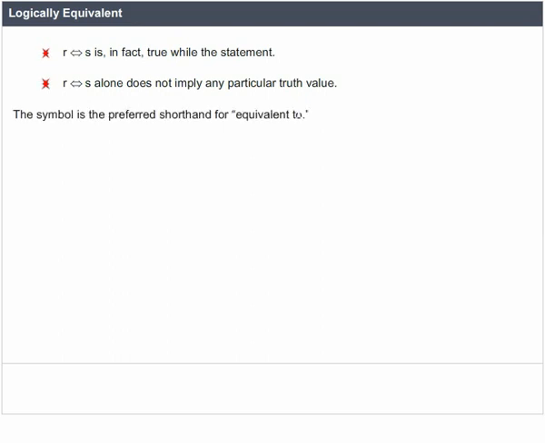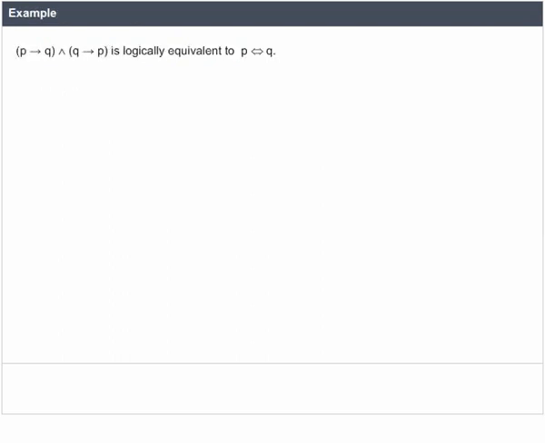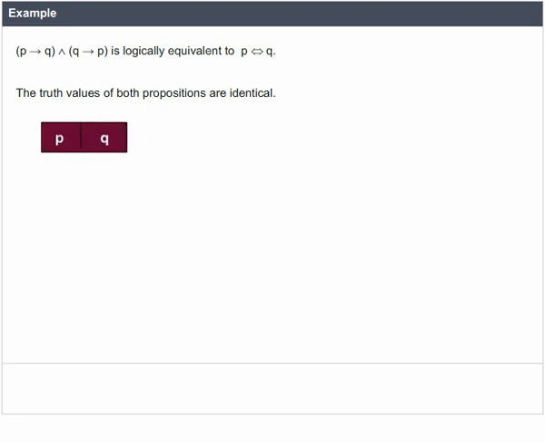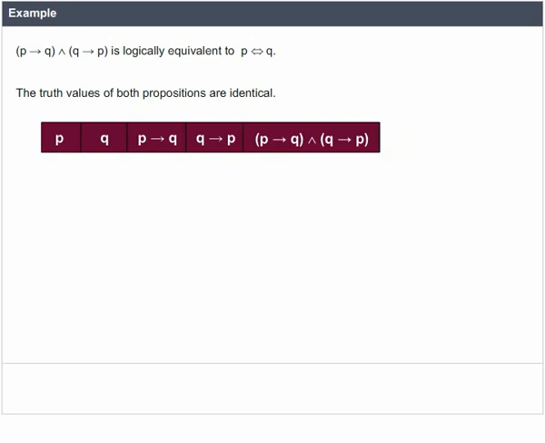P implies Q and Q implies P is logically equivalent to P if and only if Q. The truth values of both propositions are identical. The table shows six columns. First column P, second column Q, third column P implies Q, fourth column Q implies P, fifth column P implies Q and Q implies P, sixth column P if and only if Q.